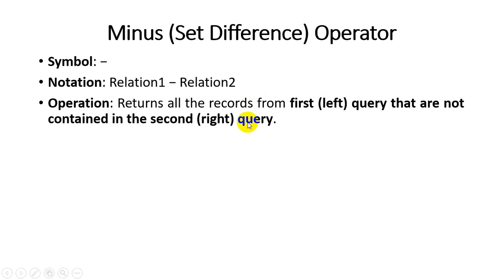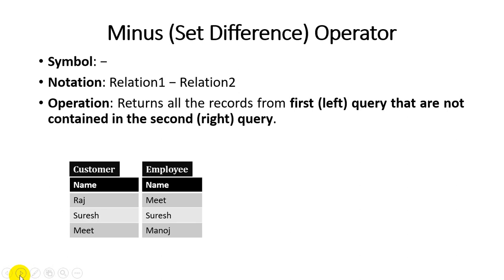It means it is the same as a left outer join. If you know what a left outer join is, just go through my previous video. I hope you understand the different types of join, because in our previous video we studied all the types of join with the help of examples. Now see how the minus, or set difference, operation works. We will continue with the same example of the customer and employee relations.